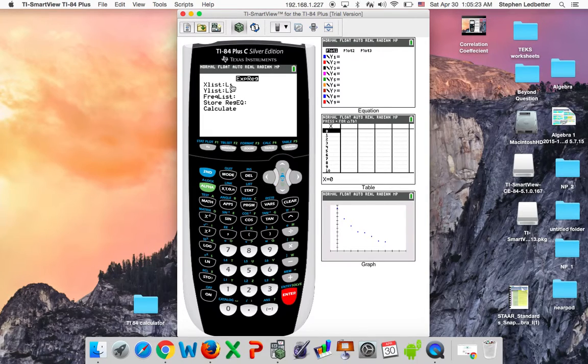Our X list is L1. Our Y list is L2. We are doing the exponential regression. We want to store our equation because we want to know what our equation is. So I'm going to go here.